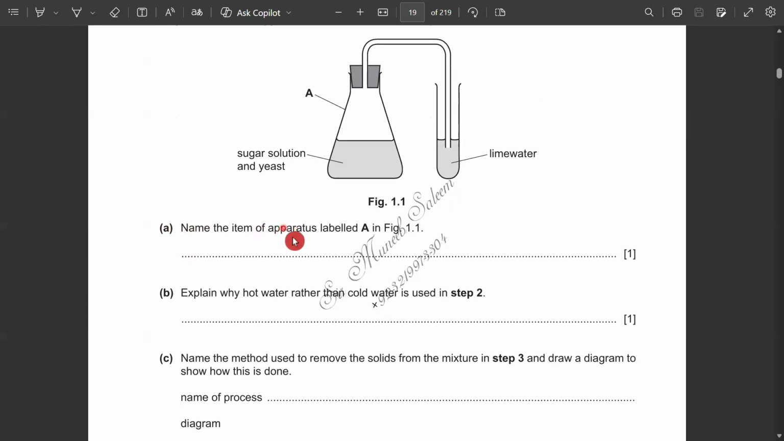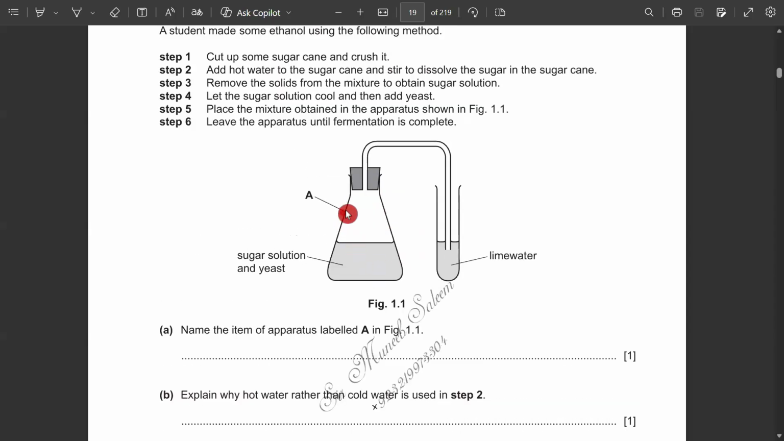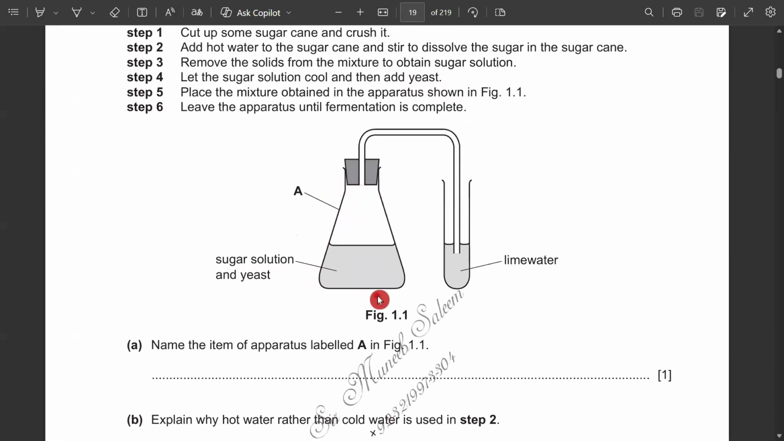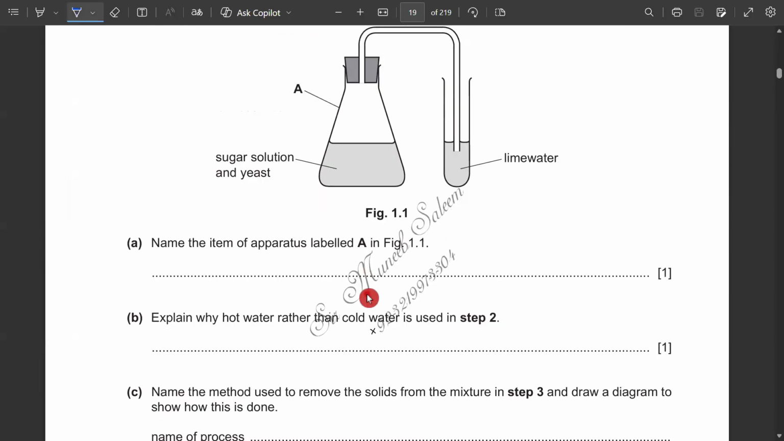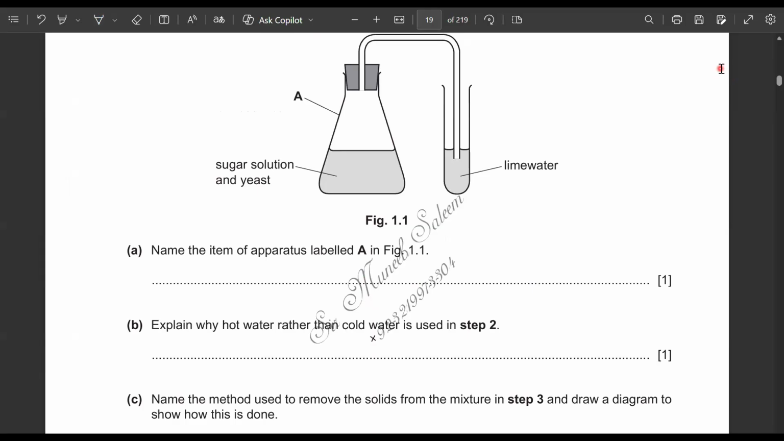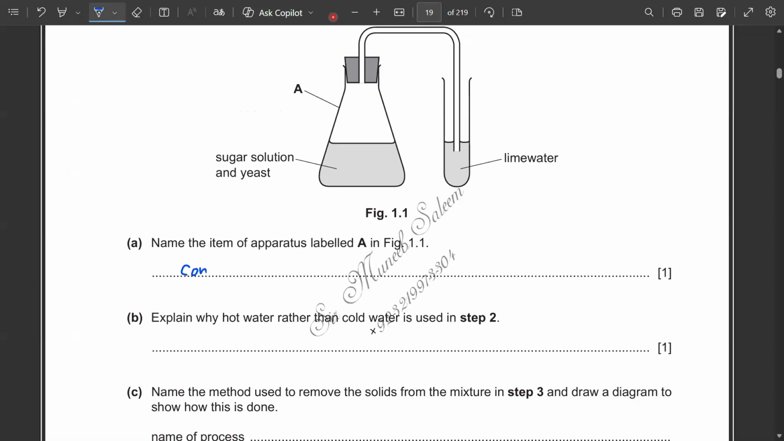Question A says, name the item of the apparatus labeled A in figure 1.1. So in figure 1.1, the apparatus labeled A, as you can see, it is basically the conical flask. So you will write here, conical flask.